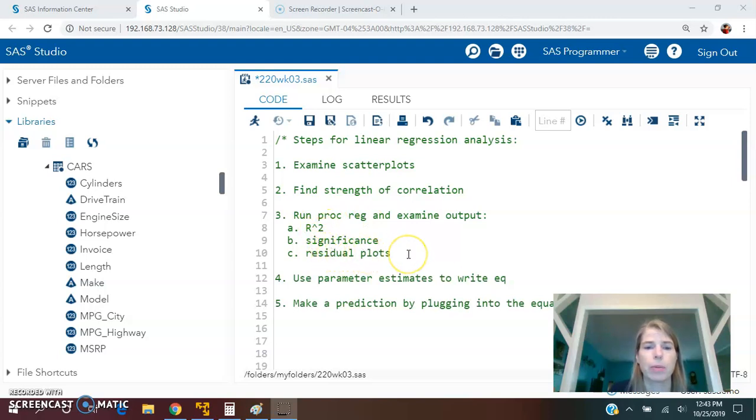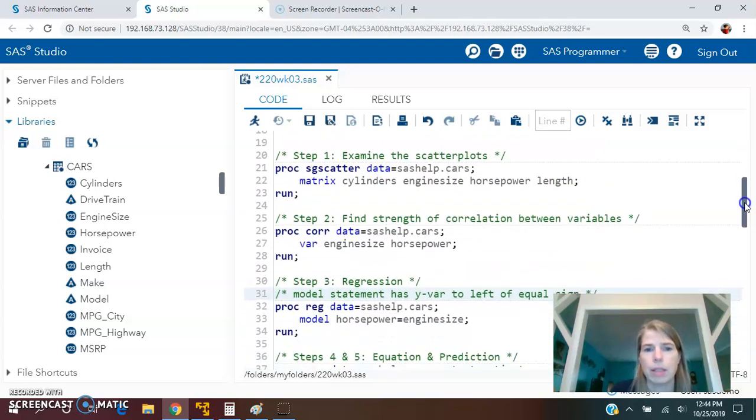And for our purposes, we're interested in particular with R-squared, significance, and the residual plots. If we're happy with everything, we'll go ahead and write our equation and use it to make a prediction. So let's go ahead and run through an example.